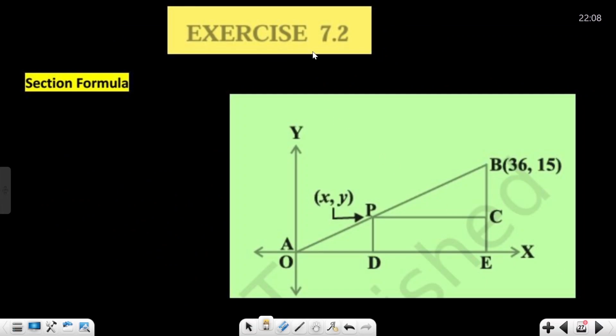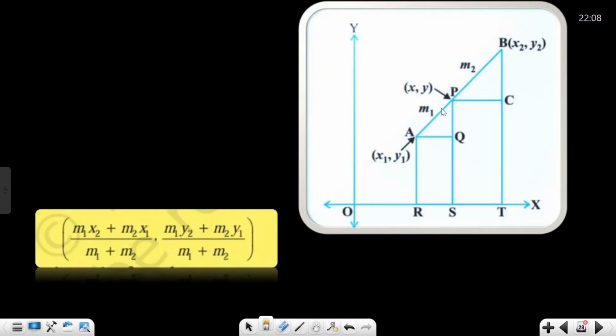Now we start exercise 7.2, section formula. Section formula means two points A and B are given and our target is to find the value of P. So what is the section formula? Look here. If two points A and B, the coordinate of A is x1, y1, B coordinate is x2, y2, how do we find out the P coordinate? So the formula is this one, okay?